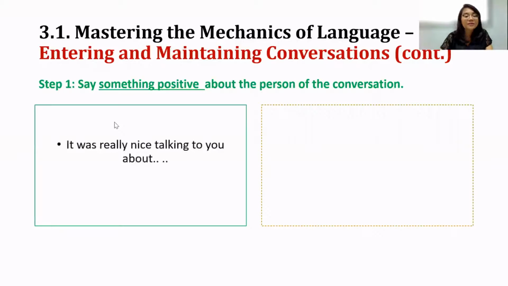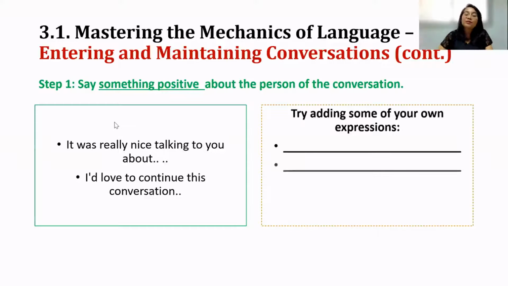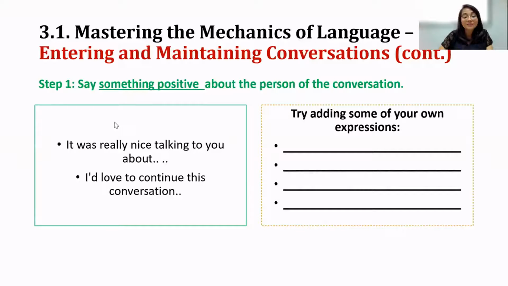The expressions are: it was really nice talking to you about blah, blah, blah, inserting the topic that you just had. I'd love to continue this conversation about, and then insert the topic that you just had, right? Now add your own expressions about how to say something positive about the person that you just had a conversation with. Remember, something positive, so when you end the conversation with them, they have a good impression, a good feeling about you.